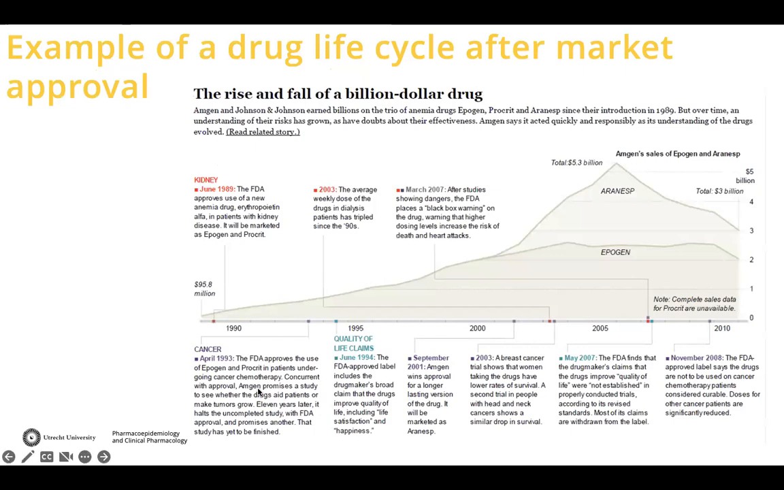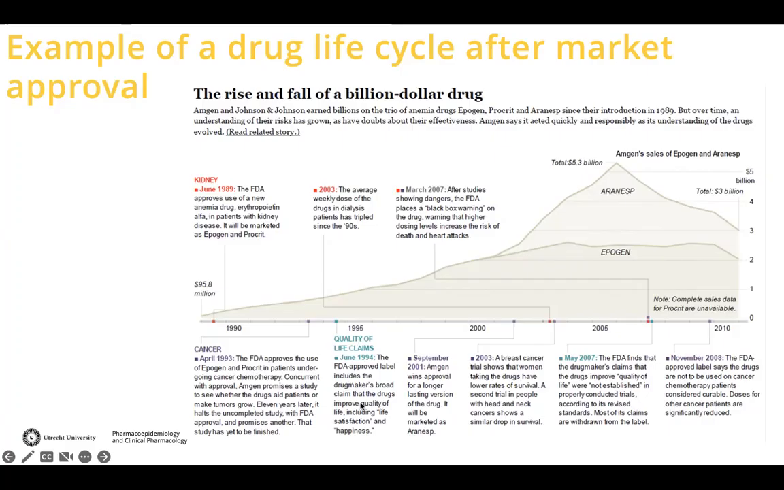So this is just a quick little example of a particular medication, essentially the drug discovery process or drug life cycle for this particular medication. It's an anemia drug. So this just shows the time period from the approval of this anemia medication. It was approved by the FDA initially, then it's approved for another indication over here. Then there were claims that the medication improved the health-related quality of life for patients. So that's when the sales of the medication started.